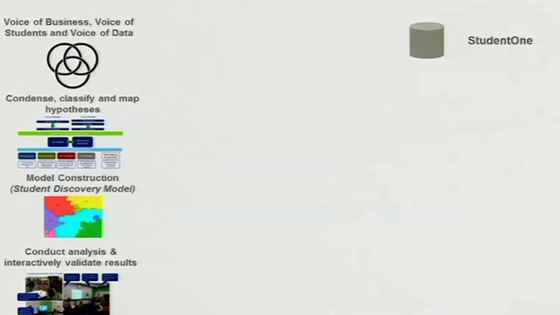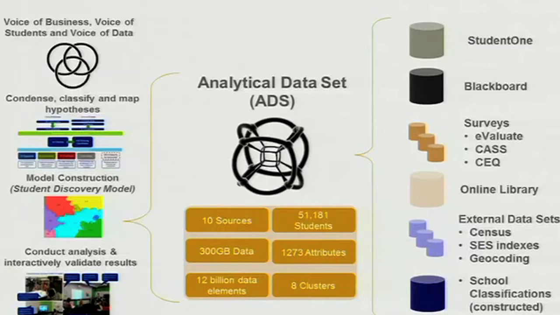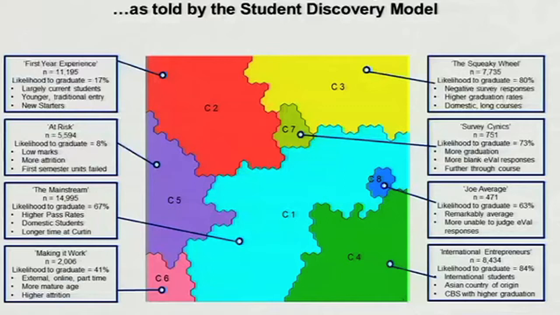There were 50 billion rows of data just from Blackboard, plus survey data, qualitative data, and external data sets, including SES indexes. We then brought those 10 sources together into an analytical data set, the ADS. That was 300 gigabytes of data, 12 billion data elements, about 51,000 students, and 1,273 attributes, in 8 clusters. So this was big data, but in terms of CERN, still kind of little data. But for the higher education sector, this is probably as big as it's going to get at this point. So we pulled this data together and created the student discovery model.